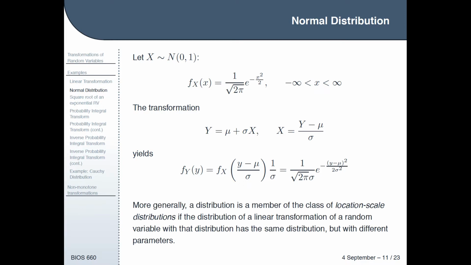And a quick aside: any distribution such that if you do a linear transformation of the variable, you get the same distribution but with different mean and standard deviation, or different parameters generally, is known as a location scale distribution. The normal distribution is far and away the most famous example. There's a couple other distributions that have this property that you'll use from time to time.